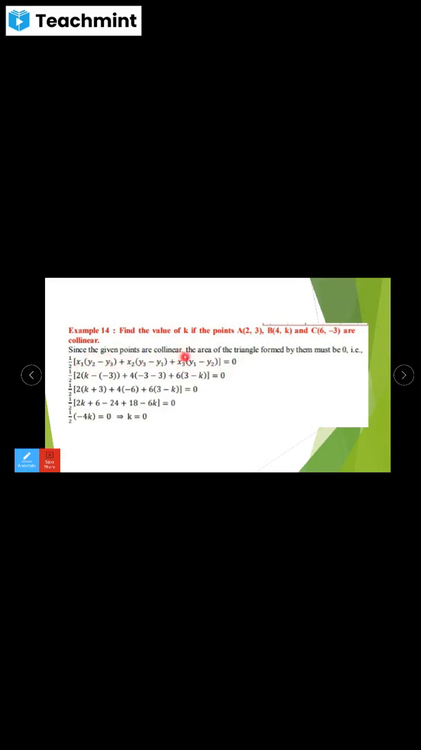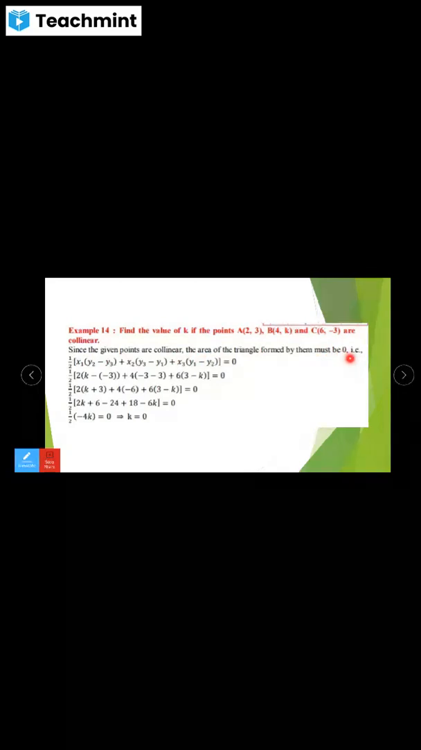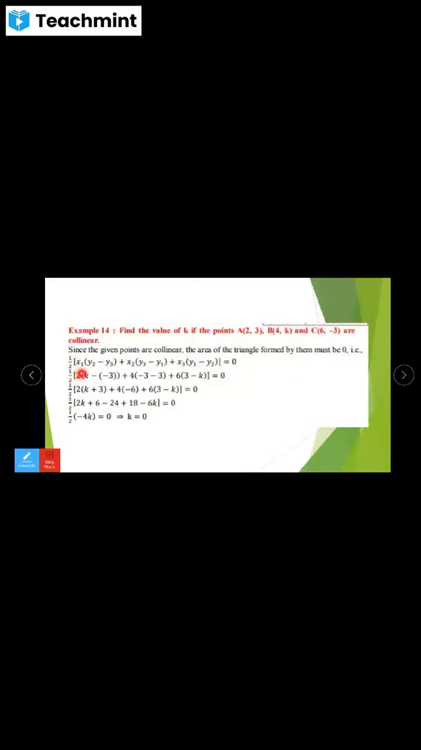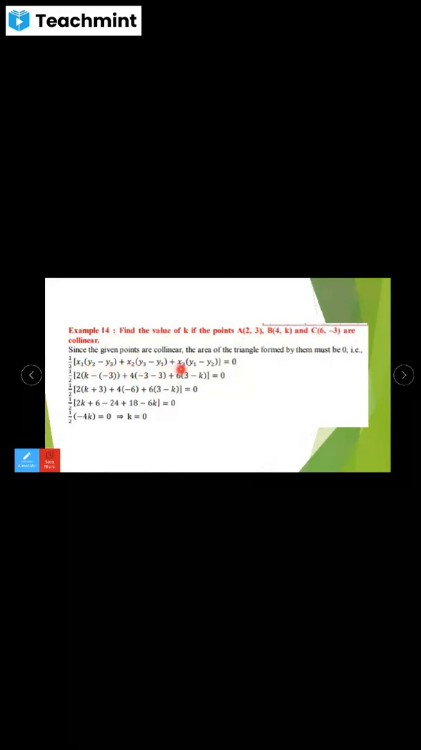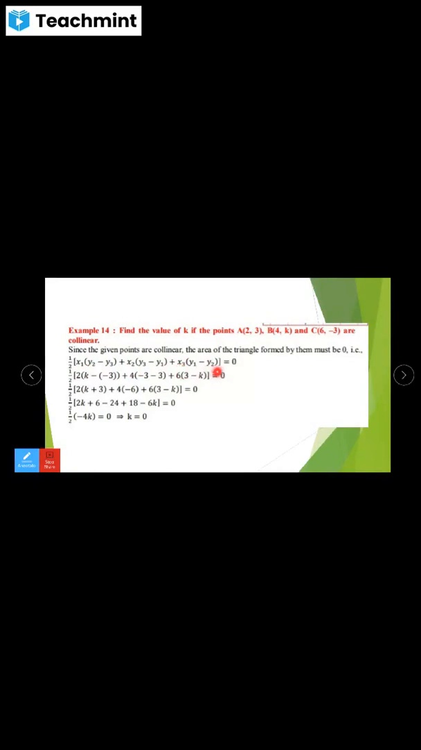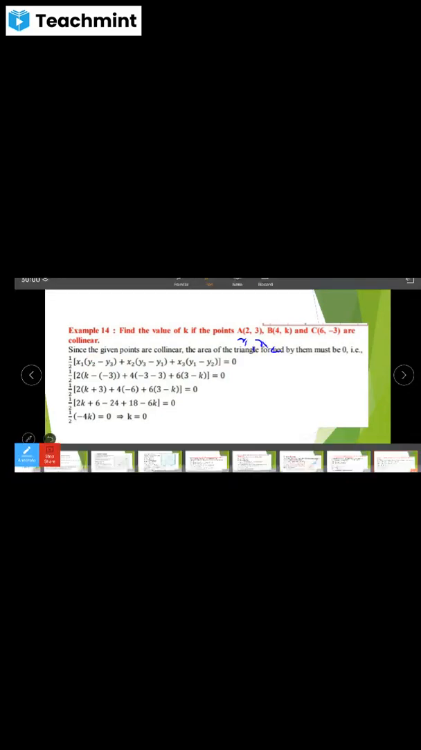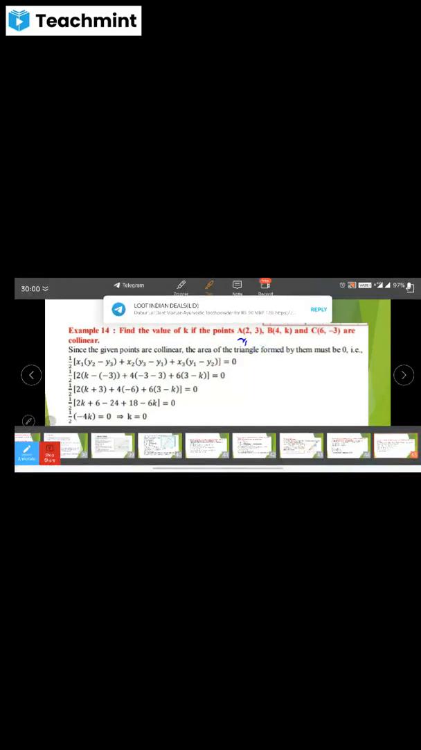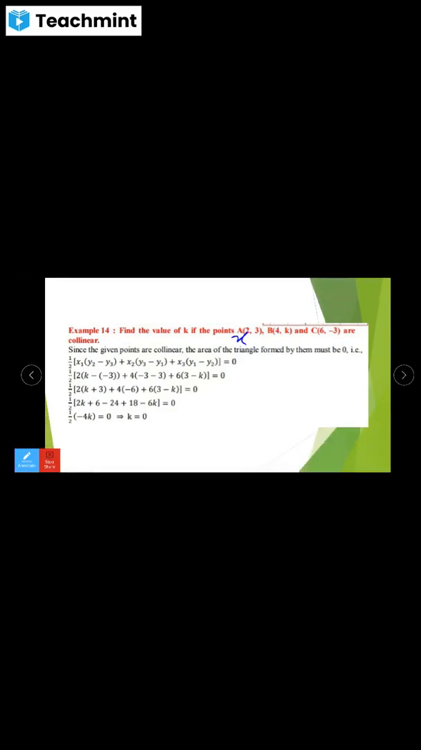Since the given points are collinear, the area of the triangle formed by them must be equal to 0, that is, half into [x1(y2 - y3) + x2(y3 - y1) + x3(y1 - y2)] should be equal to 0. See here, mark x1 y1, x2 y2, x3 and y3.